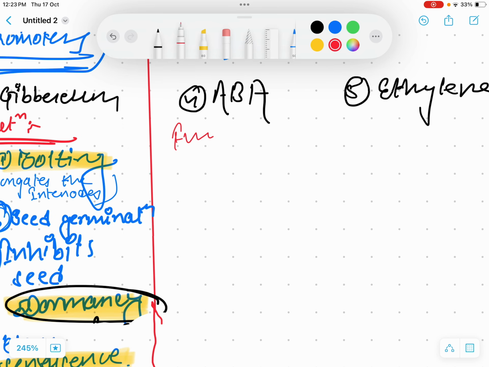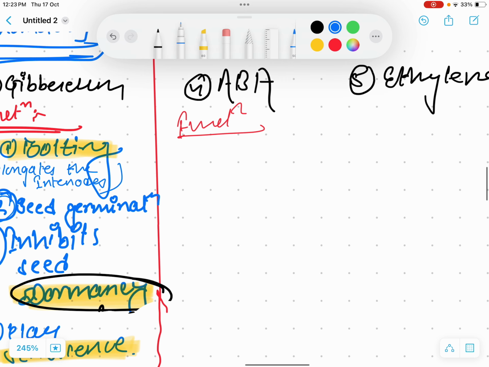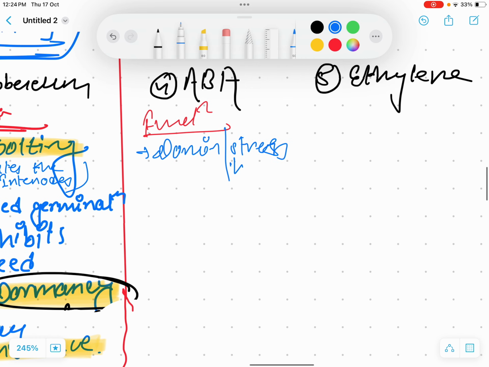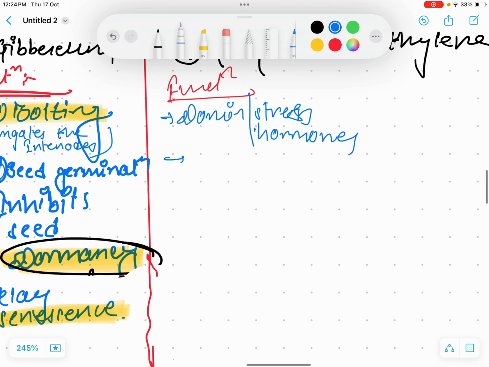So what is its function? It is an inhibitory hormone, so it inhibits everything, okay. It is also known as dormin or stress hormone. That means it is an inhibitory hormone, it inhibits.